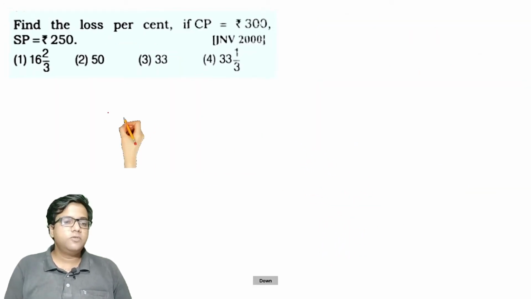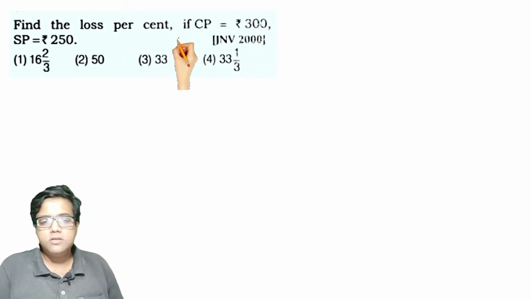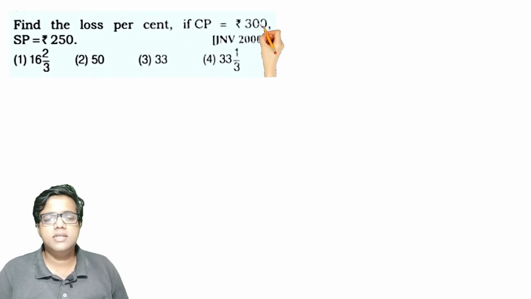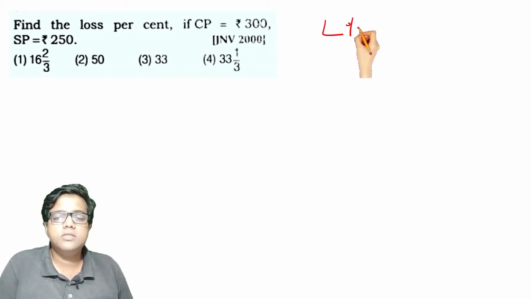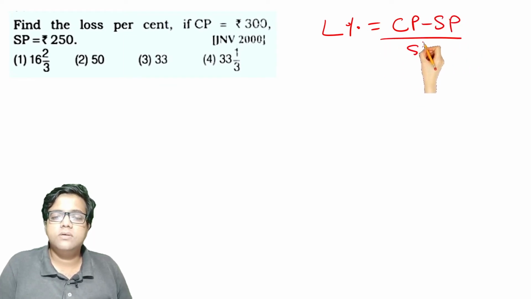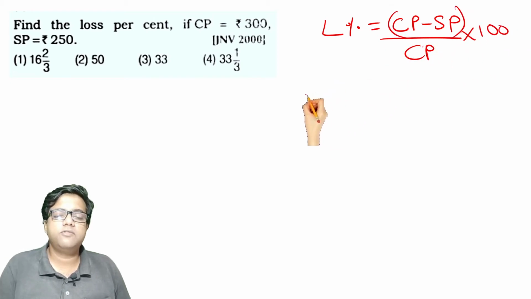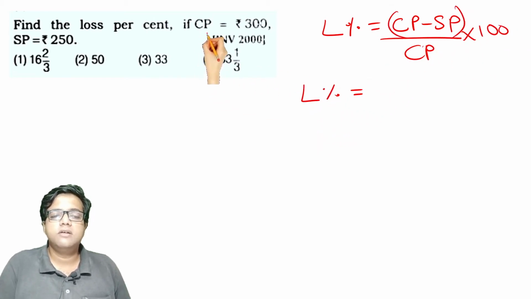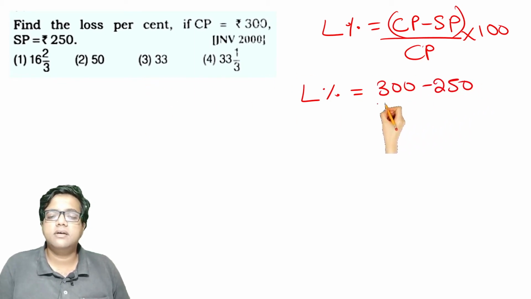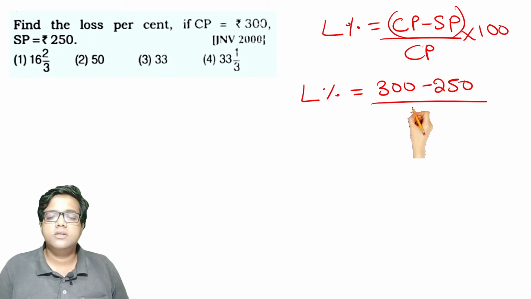Let's move ahead. Find the loss percent if cost price is 300, selling price is 250. Selling price is less than cost price. We know that loss percent is equal to cost price minus selling price by cost price into 100. This is the formula for loss percent. We are given that cost price is 300 minus selling price is 250, by cost price 300, into 100.